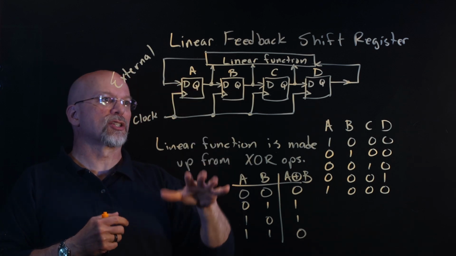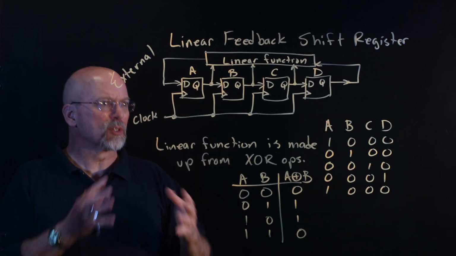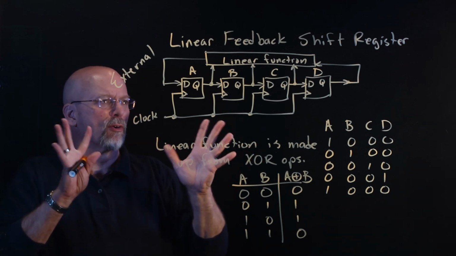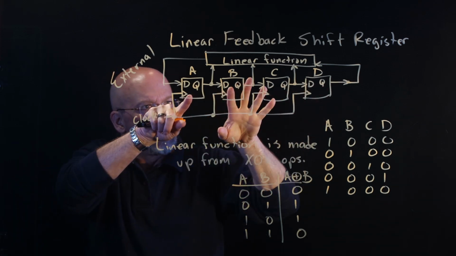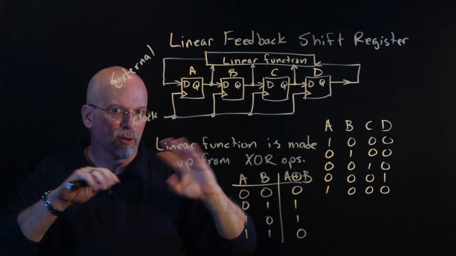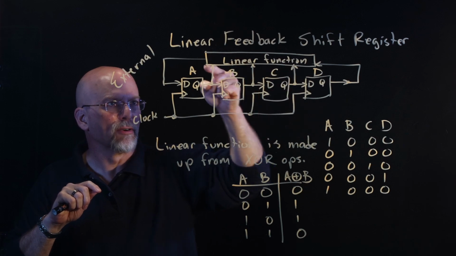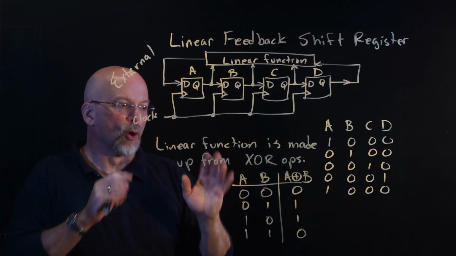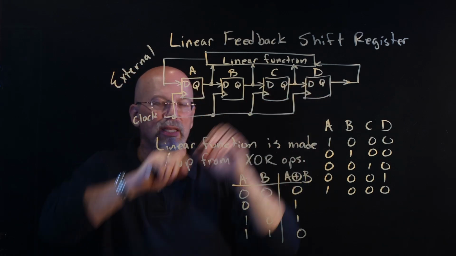It always stays a 0. That's not a very interesting sequence. In fact, it's not a sequence at all. It's just a constant. We just connect it to a 0. We're fine. The deal is that the values in these latches, if it ever goes to 0, you never get out of 0 because the linear function always is going to be outputting a 0 and it'll just stay there. So we avoid all zeros in these latches.